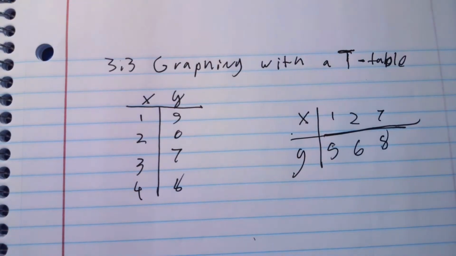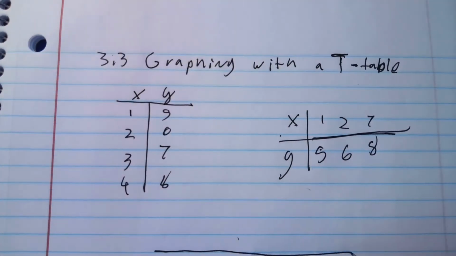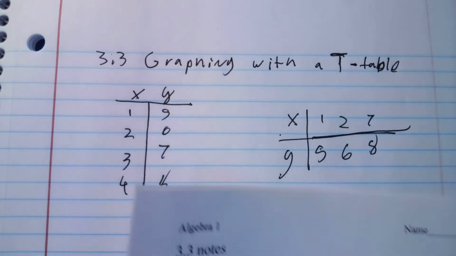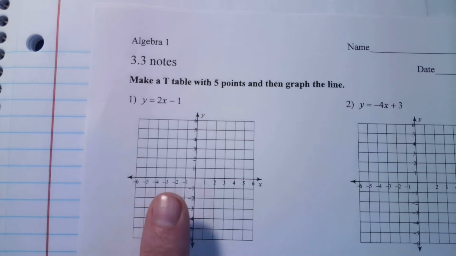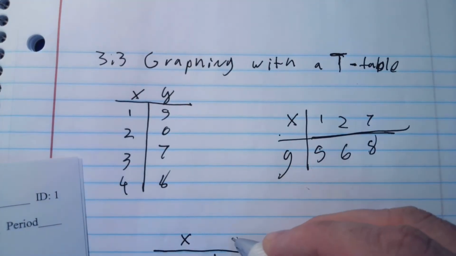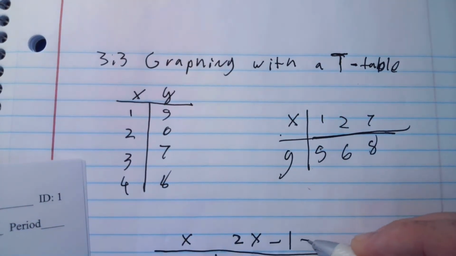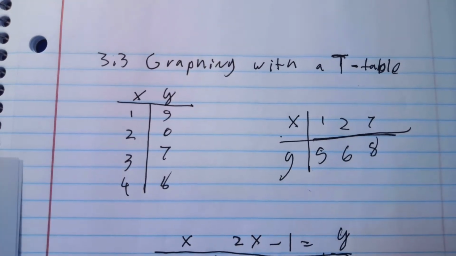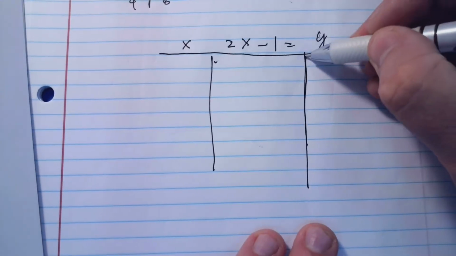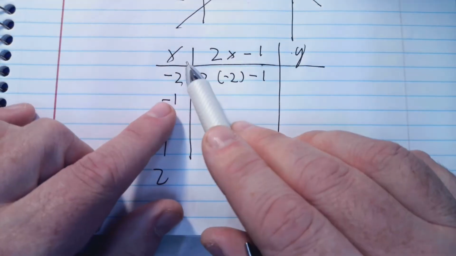Okay, what we're going to do today is we're going to do a double T. So normally your T-tables look like this. Today we're going to do a double T. And I'm just going to kind of show you how we're going to do this thing here. We're going to start with this first problem on your sheet. I'm going to show you how this double T is going to work. This is going to be x. This is going to be 2x minus 1 equals, and this is going to be y. Okay, so basically in the middle of this double T table is where you're going to do the function part.